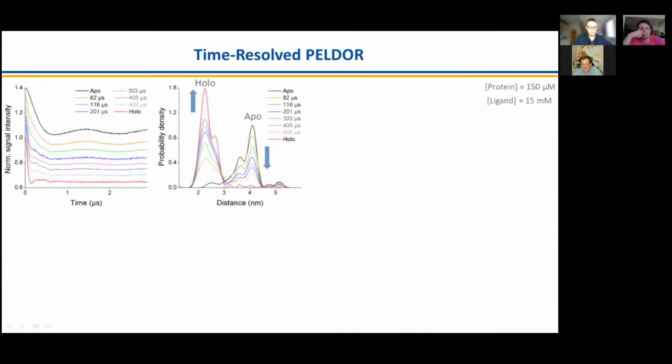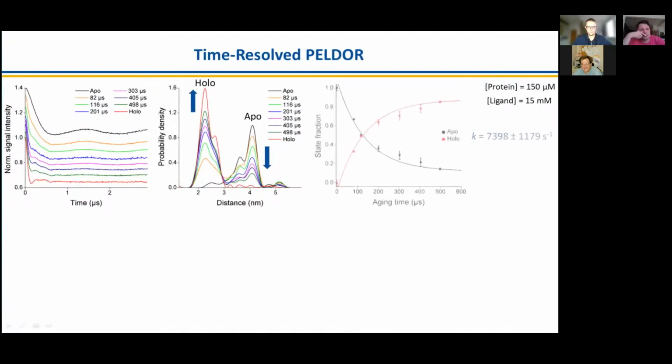So we did this deconvolution for all of the time points that we acquired with MHQ PELDOR. And here's what then came out with that. As we could also see from the distance distributions, we have a gradual decrease in the apo state and a concomitant increase in the holo state. When you then fit a two-state rate constant to it, we see that we get a rate constant of about 3,400 reciprocal seconds.